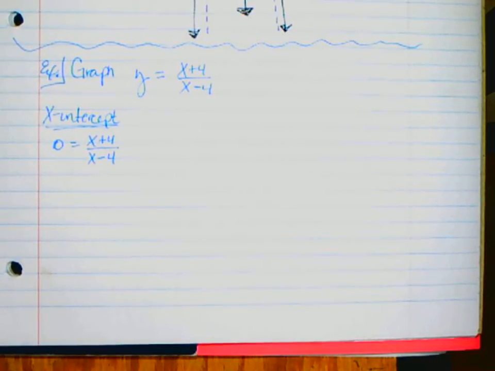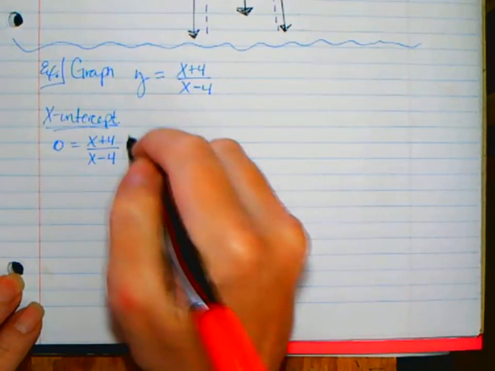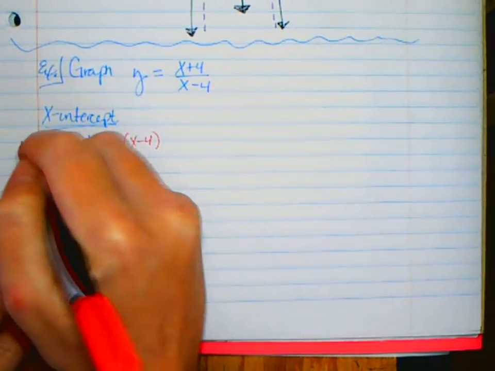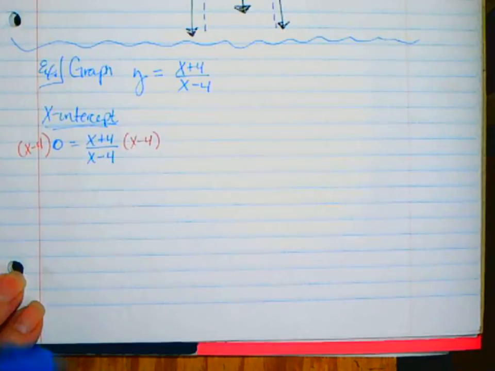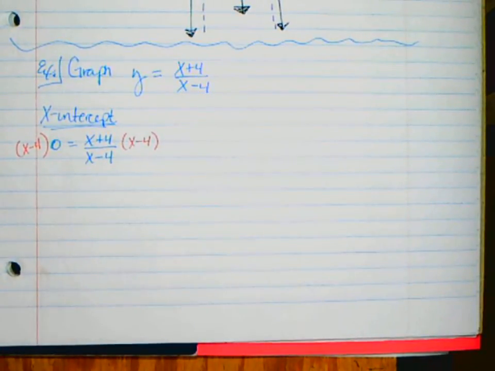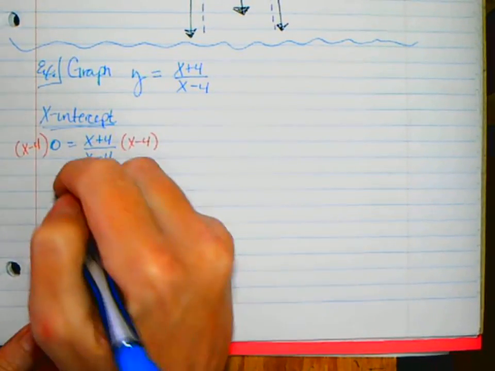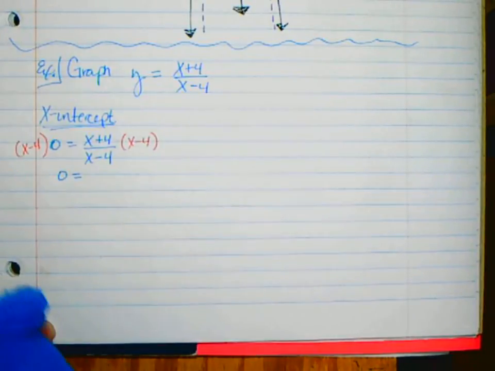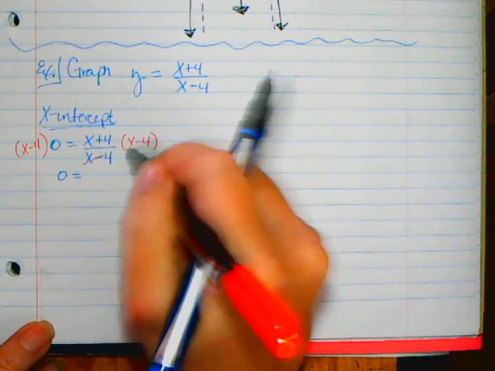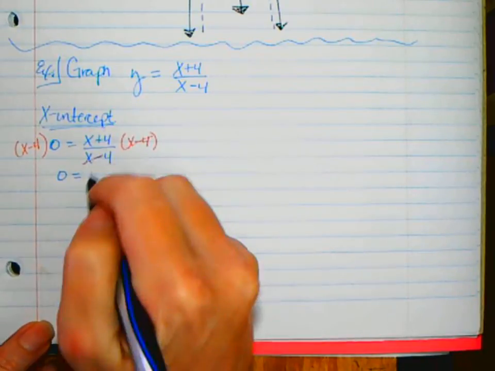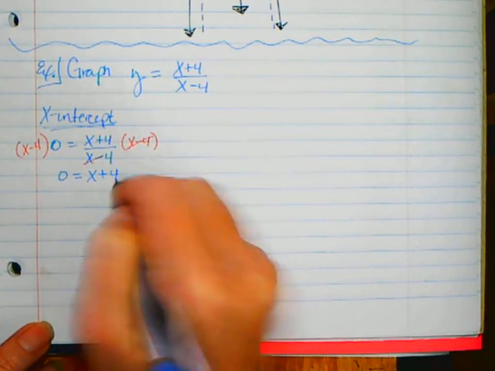Now, since I have a rational equation, we can either find the cross product or we can clear the fractions. I just like to clear the fractions. So I will multiply every term by the least common denominator, which is what? X minus 4. So on the left side, x minus 4 times 0 is 0 equals. On the right side, x minus 4 and x minus 4 cancels, and I'm left with x plus 4.